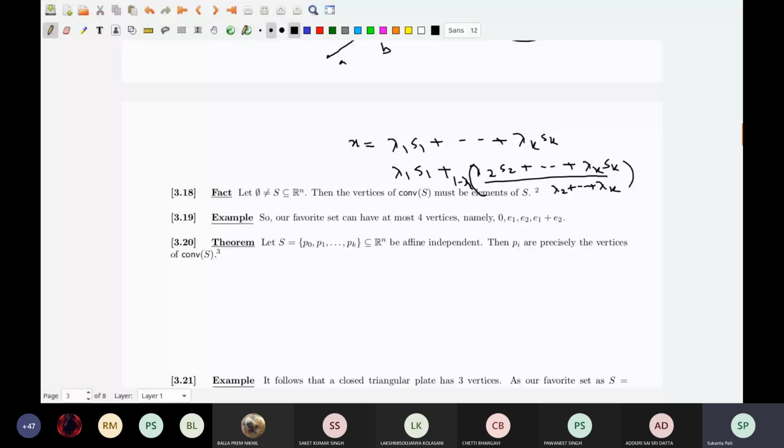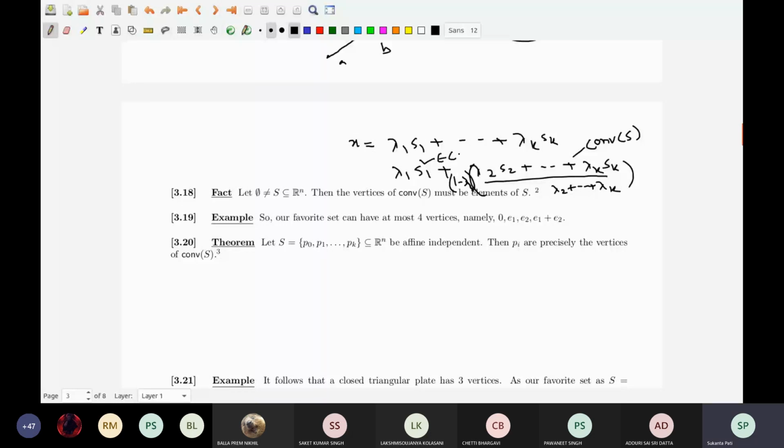So 1 minus lambda 1 is actually lambda 2 plus lambda 3 up to lambda k, because you had lambda 1 plus up to lambda k equal to 1. So what you are seeing now, S1 is a point of S. And what about lambda 2 S2 plus up to lambda k Sk divided by lambda 2 plus lambda 3 up to lambda k? That is also a convex combination of S2 to Sk, and therefore this also belongs to the convex hull of S. And S1 is already in the convex hull of S.